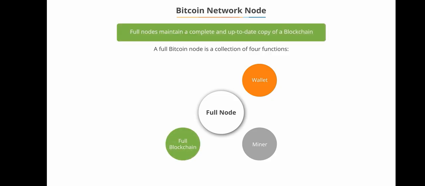The third function is a full blockchain. A full node maintains a complete and up-to-date copy of the blockchain. Full nodes can authoritatively and autonomously verify any transaction without external reference. The last function is the network routing node. All nodes include the routing function to participate in the network.